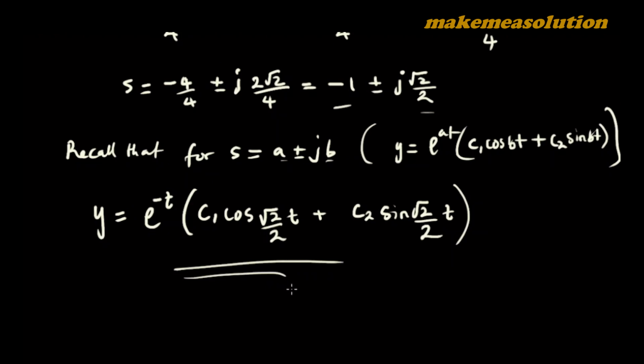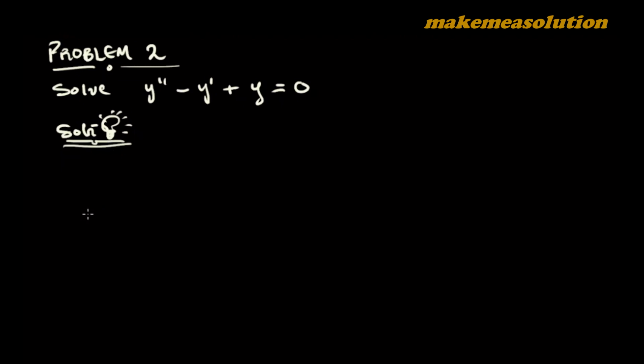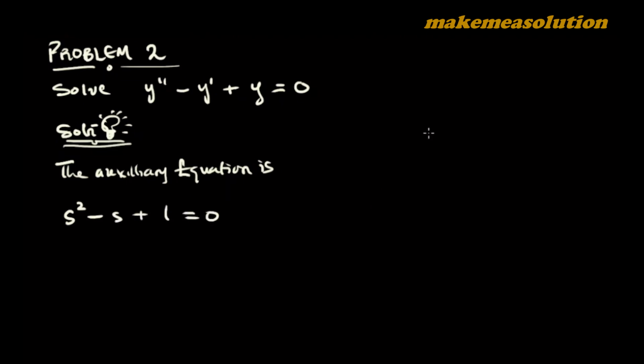So quickly, I'm just going to do another problem. In problem 2, we want to solve y prime prime minus y prime plus y equal to 0. So the auxiliary equation, of course, we'll have s squared minus s plus 1 equal to 0. Do you remember the trick? Replace your y prime prime with s squared, then replace your y prime with s, and replace your y with 1.